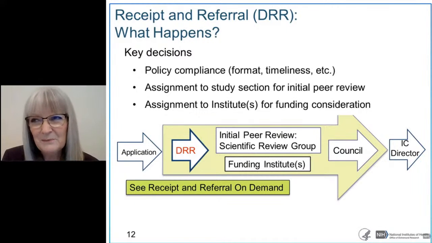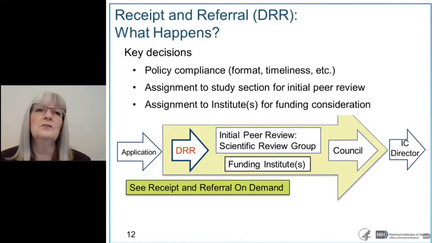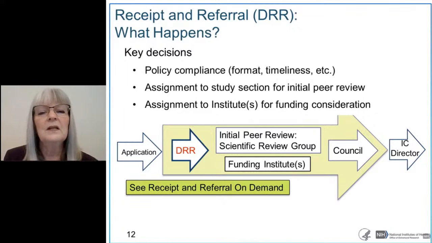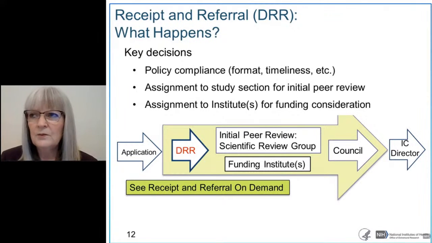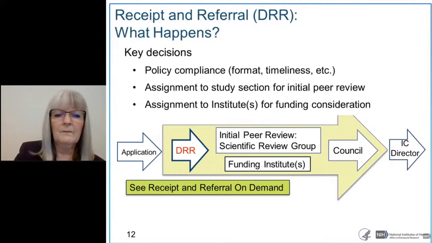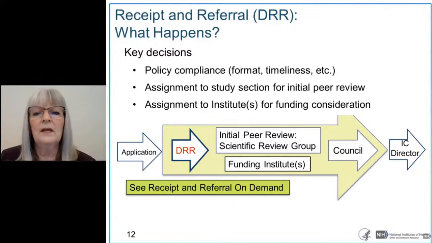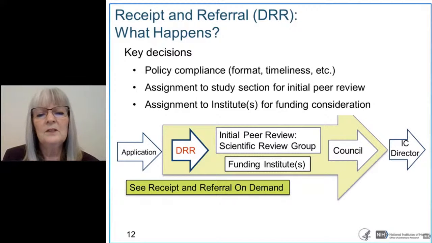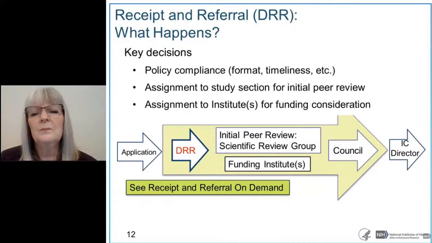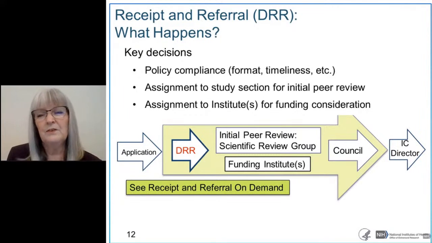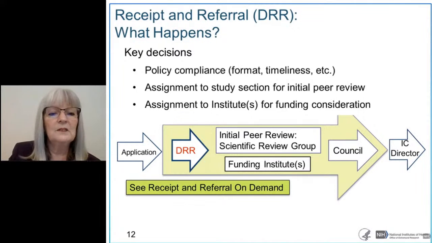In the old days when paper applications came in, we actually sent one copy to the study section and one to the funding institute. Of course, now it's all done electronically. And by the time of the council, the second level of review, all of this information comes together. I urge you to look at the presentation by Dr. Kathy Cooper in the on-demand section of the virtual seminar. She is the director of the Division of Receipt and Referral and will certainly give you more information in that presentation.